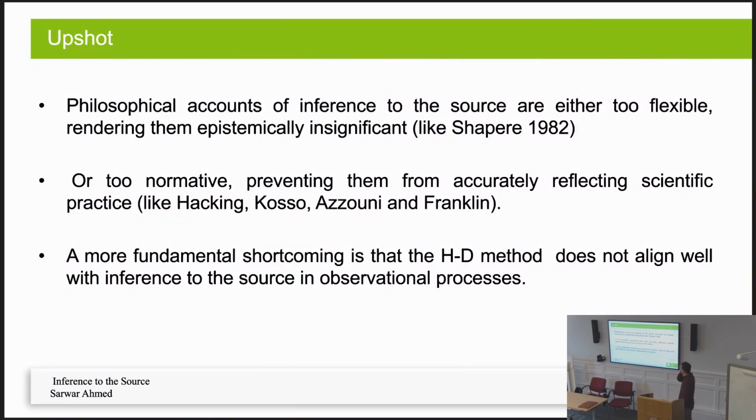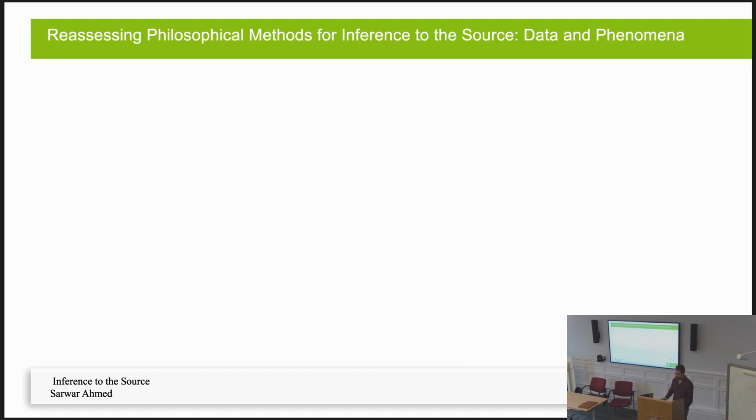So the upshot for this section is that the philosophical accounts of inference to the source are either too flexible, rendering them epistemically insignificant, like Shapere's account, which I haven't touched upon actually, but yeah, you may know about it, or too normative, preventing them from accurately reflecting scientific practice. Or a more fundamental problem might be these accounts have employed the HD method, and this HD method doesn't align well with the inference to source in observational processes.